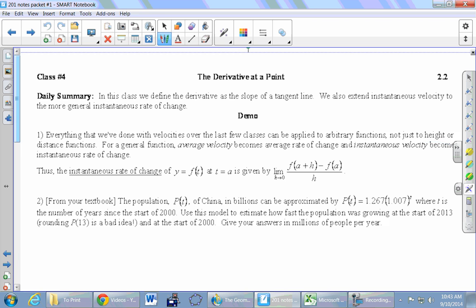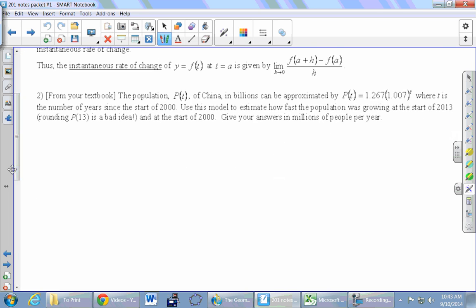And so down here in number 2, we're going to talk about this problem related to the population of China. So we've got our function p of t. It's the population of China, and it is roughly 1.267 times 1.007 to the t, where t is the number of years since the start of the year 2000. We're going to talk about these soon enough, but what kind of a function is that? What is it? Exponential function, right? Because the variable is up there in the exponent. So we'll review exponential functions later, but there's our first exponential function for this semester.